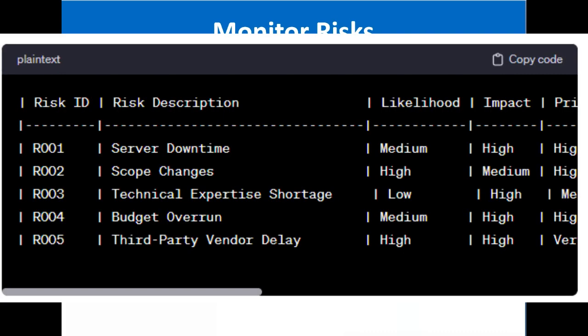Then the risk register is another input, which is a comprehensive list of identified risks, their characteristics, and the response plan for each risk.